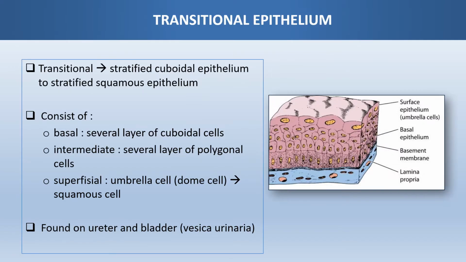Transitional epithelium. Transitional epithelium is defined as a transition from stratified cuboidal epithelium to stratified squamous epithelium. This epithelium consists of 3 layers. The first layer is basal, consisting of several layers of cuboidal cells. The intermediate layer consists of several layers of polygonal cells, and the superficial layer consists of umbrella cells or dome cells, which are squamous cells. Transitional epithelium can be found in the ureter and bladder or vesica urinaria.